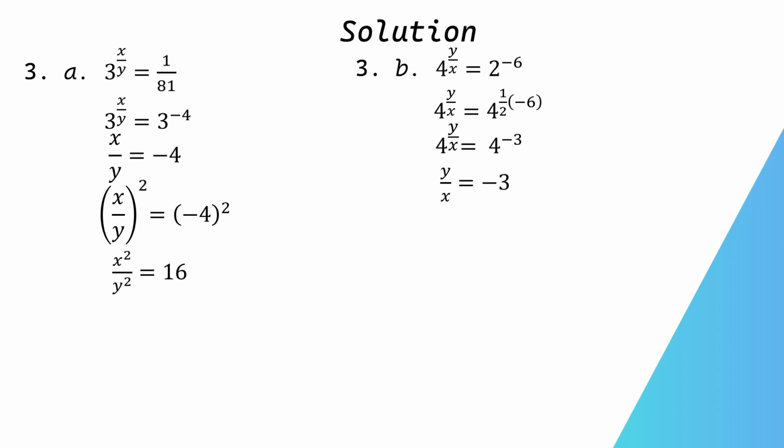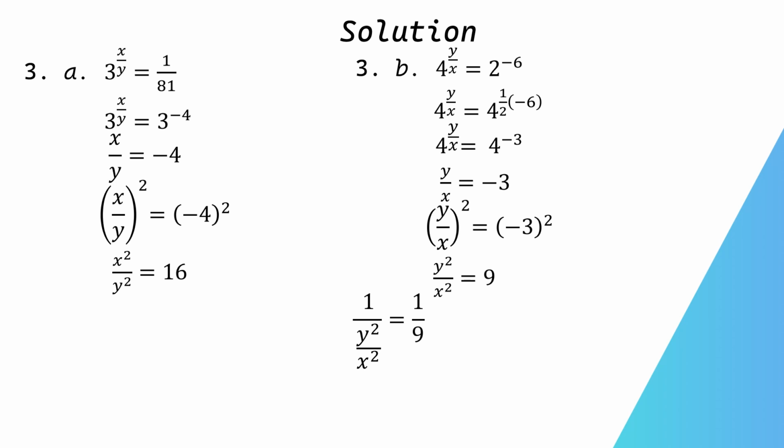We are told to find x squared to y squared, the ratio of x squared to y squared. But here we have y on x. Later we'll get to know how we can go about it. Let's now square both sides and see what will happen. So we have y squared on x squared equals negative 3 squared. And that's y squared on x squared equals 9.